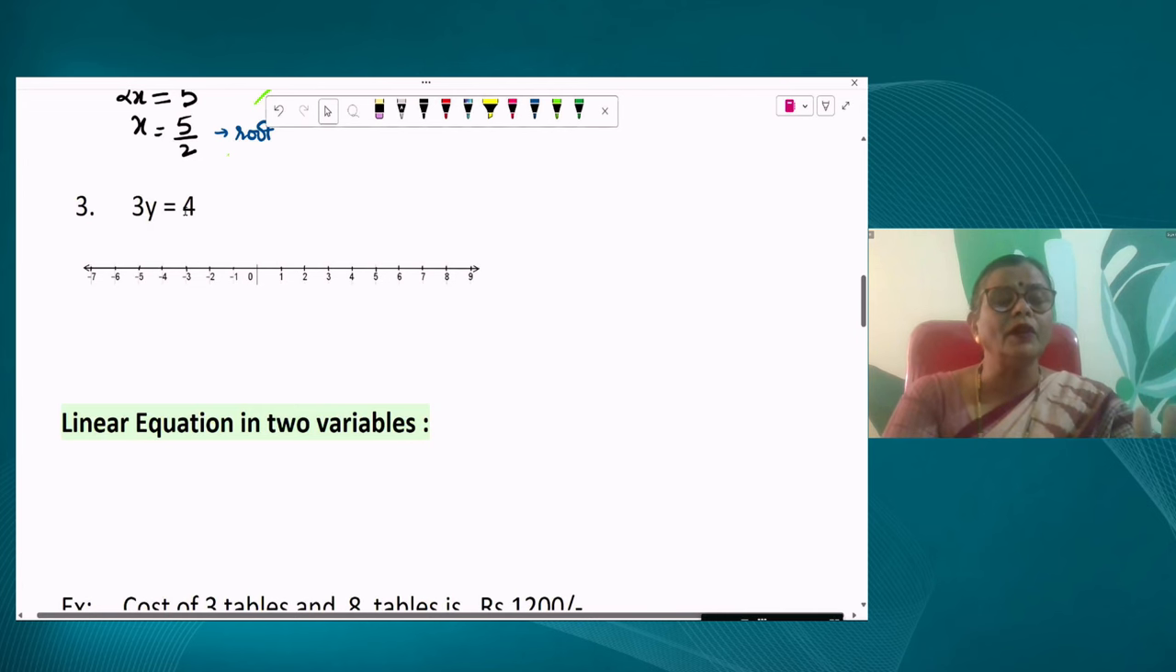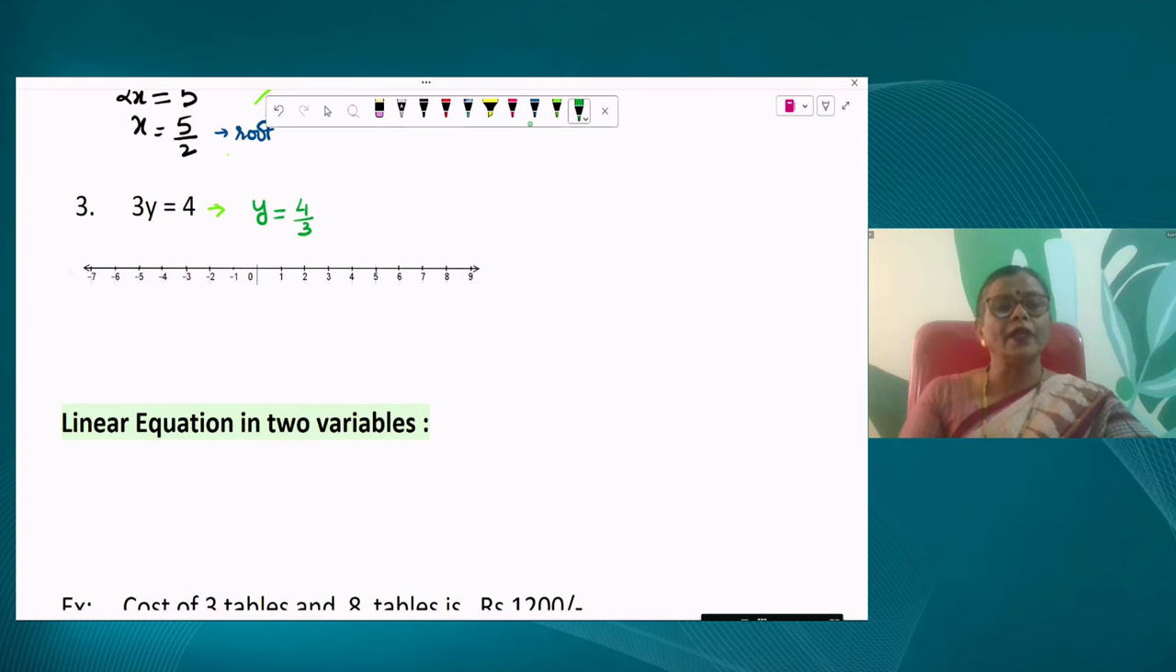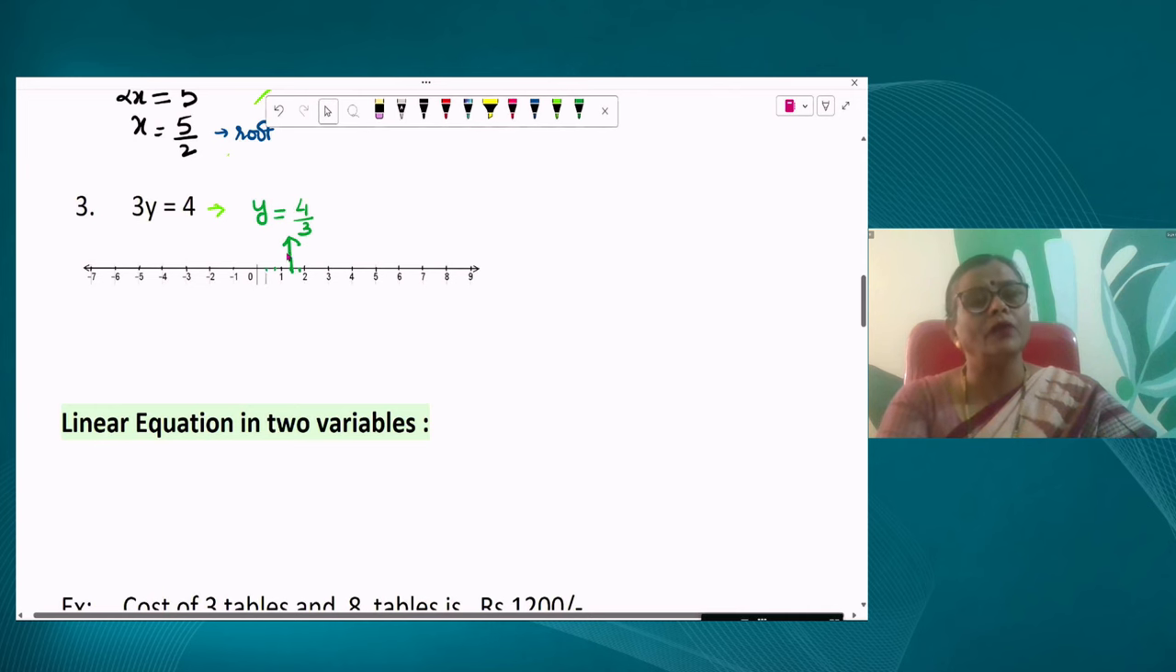So this is 3y equal to 4. Let's solve this further. From here, we can directly get the answer. It is y, and there's a constant on the other side. So what will the value of y be? y will be 4 divided by 3. So you can locate the point. As I said, you have to divide each into 3 parts. So this fourth part is 4 upon 3. So we have the value of this equation as 3y equal to 4.